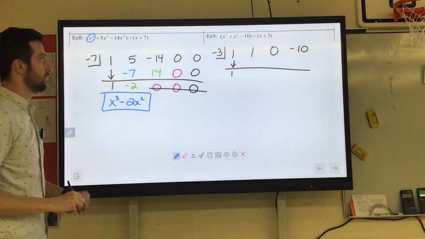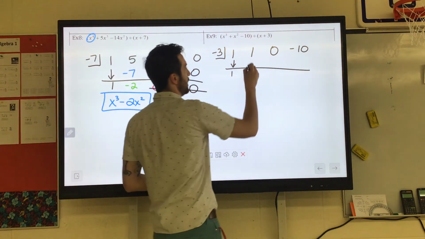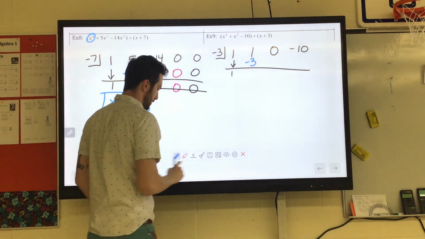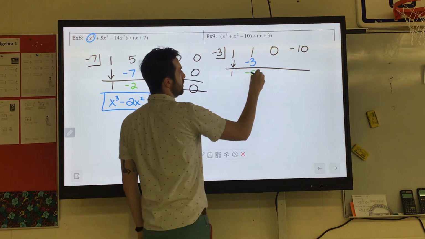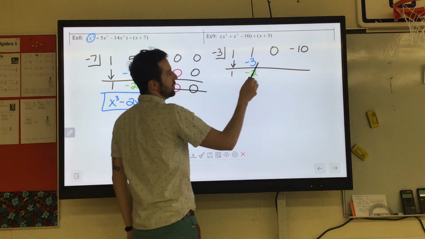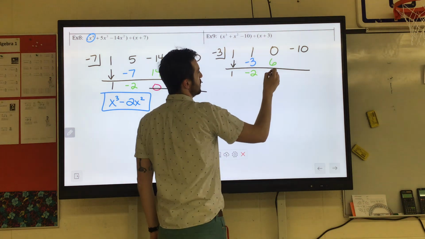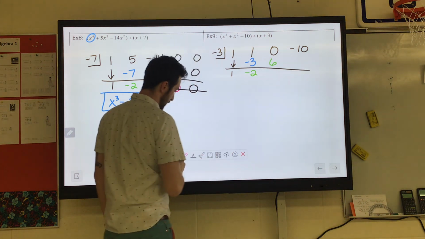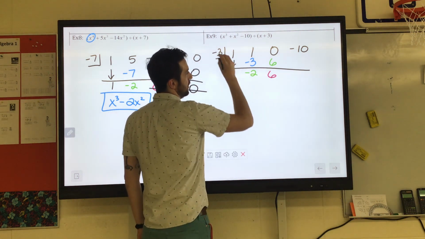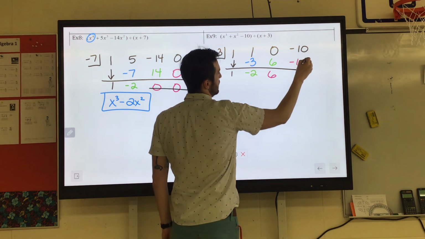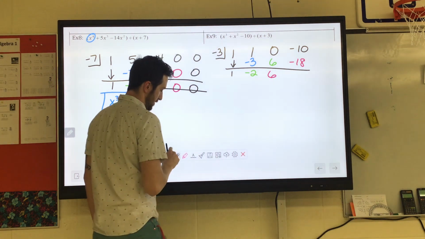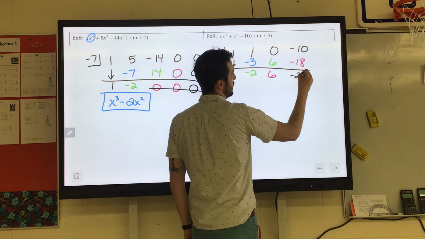Ready to go. Negative 3 times 1 is negative 3. 1 plus negative 3 is negative 2. Negative 3 times negative 2 is positive 6. Plus 0 is 6. Negative 3 times 6 is negative 18. And negative 10 minus 18 is negative 28.